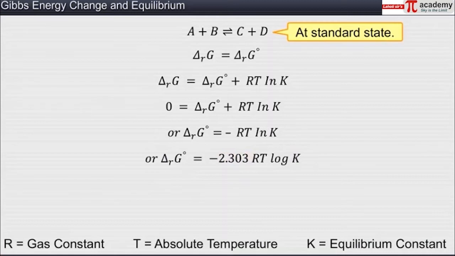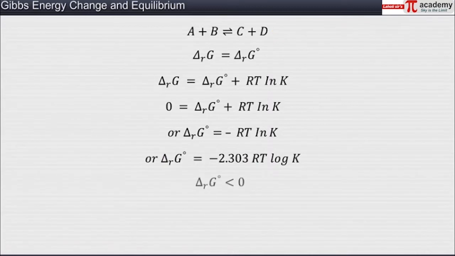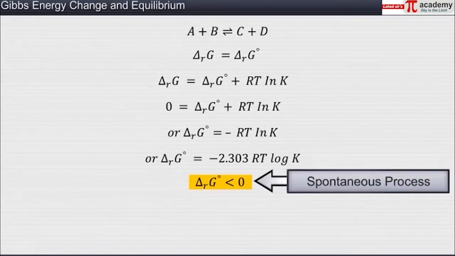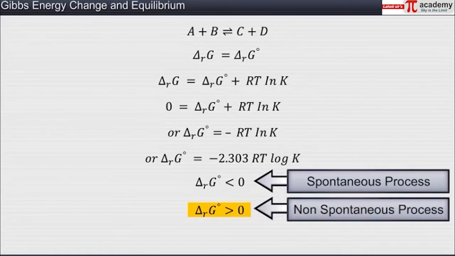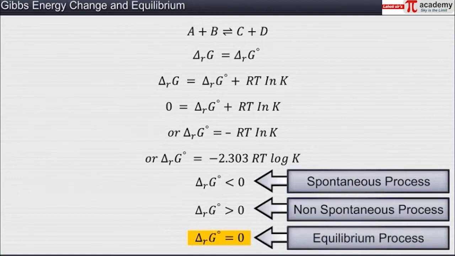Therefore, we can conclude that if change in Gibbs energy at standard state, delta rG naught, is negative, that is, less than 0, then the process is spontaneous. Similarly, if delta rG naught is positive, that is, greater than 0, then the process is non-spontaneous. And if delta rG naught is equal to 0, the process is at equilibrium.